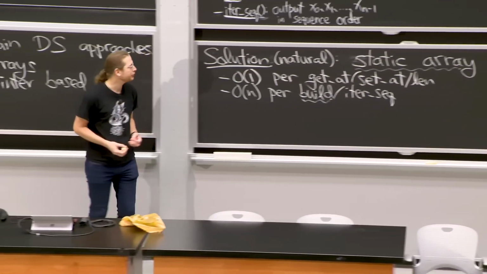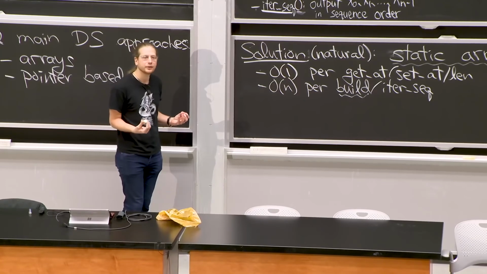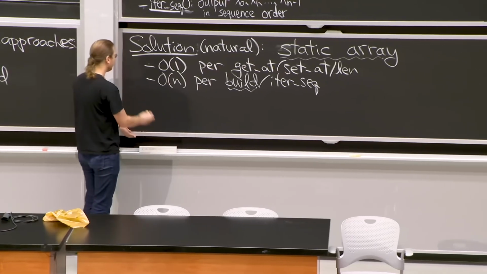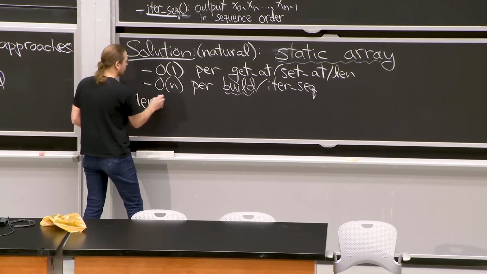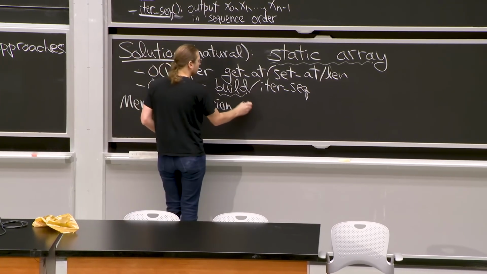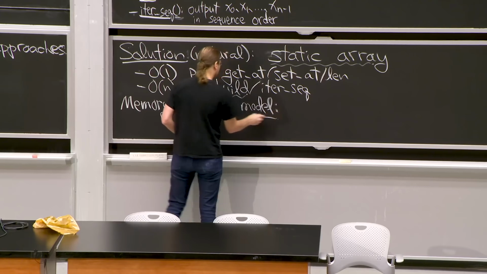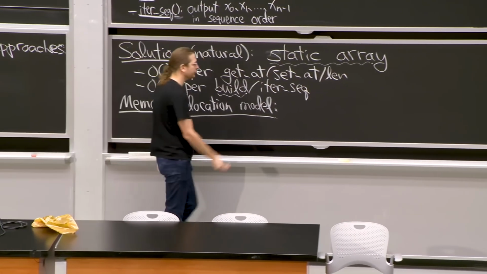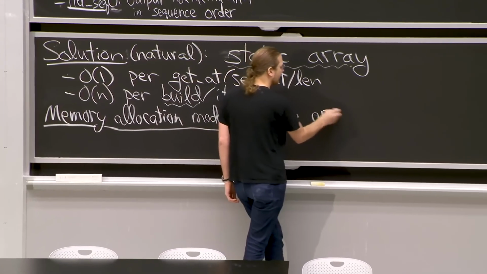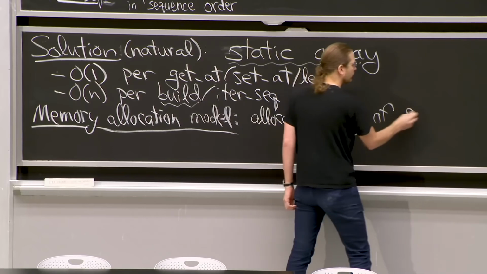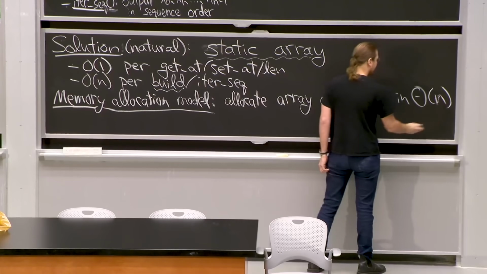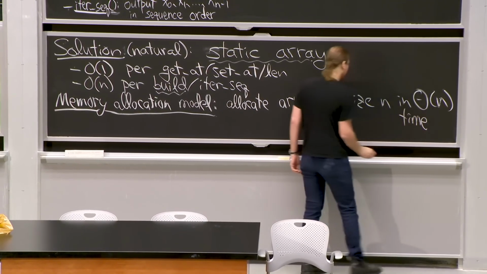I guess one thing here when defining build, I need to introduce a little bit more of our model of computation, which is how do you create an array in the beginning? I claim I could do it in linear time, and that's just part of the model. So this is called the memory allocation model. There are a few possible choices here, but the cleanest one is just to assume that you can allocate an array of size n in theta(n) time.